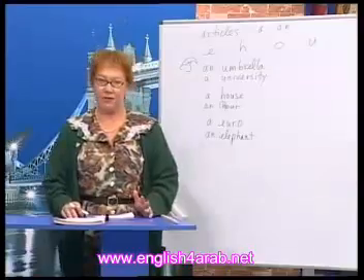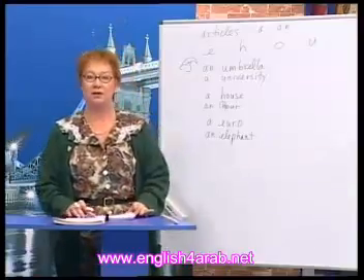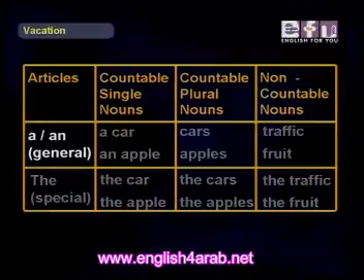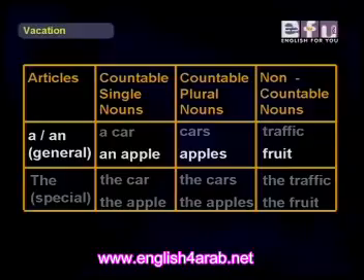Okay, now look at the screen and you can see a chart reviewing the articles. Notice we have articles, countable single nouns, that means one, countable plural nouns, 2, 3, 10, 20, and non-countable nouns. Look where we put a or an. First, a and an are general. So with countable single nouns, we have a car. Countable plural, cars, general. And non-countable nouns, traffic, no a. Another example, countable single, an apple. Countable plural, apples, in general. Non-countable, fruit, no a or an.